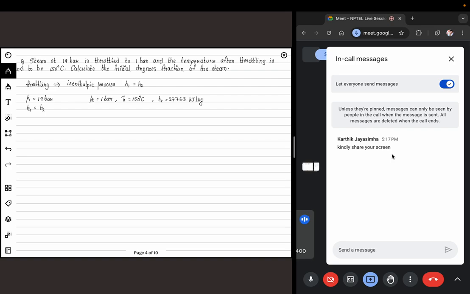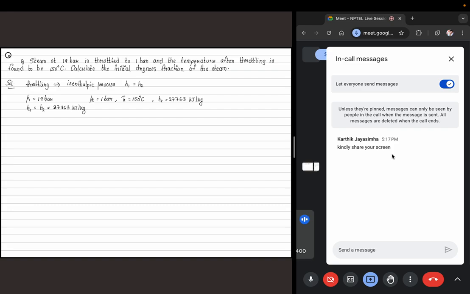Now that we know what H2 is and we know that it is equal to H1, since that is what we define a throttling process to be, our next part is to identify the dryness fraction from these two values. So first of all, are we in the superheated region or are we in the dome? How do we determine that?